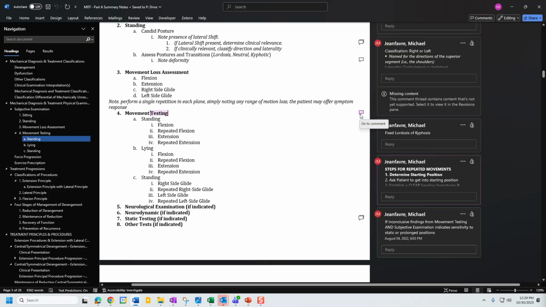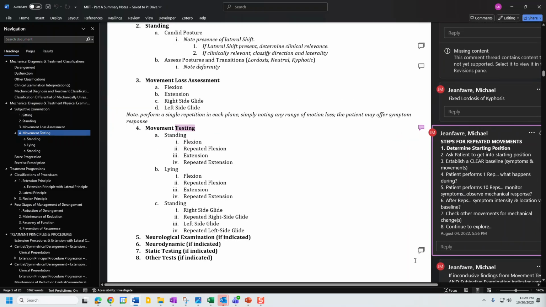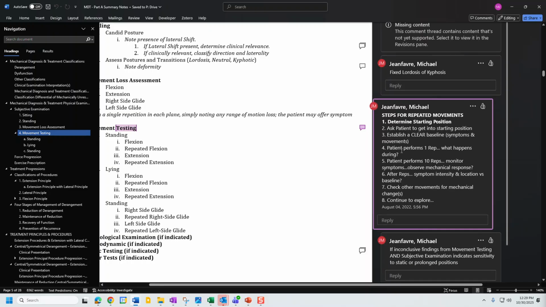You start with standing, with flexion first, repeated flexion, then extension. The things that you're looking for are in the comment in the right-hand column. If I blow this up, it's potentially a little more clear. Determine the starting position, being standing, sitting, etc. Ask the patient to get into the starting position, establish a clear baseline of symptoms and movements. The patient performs one repetition, and you note what happens during that movement.